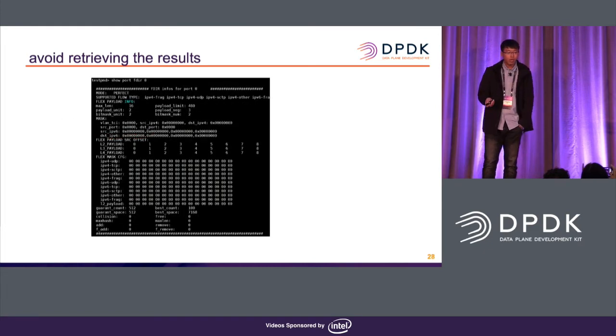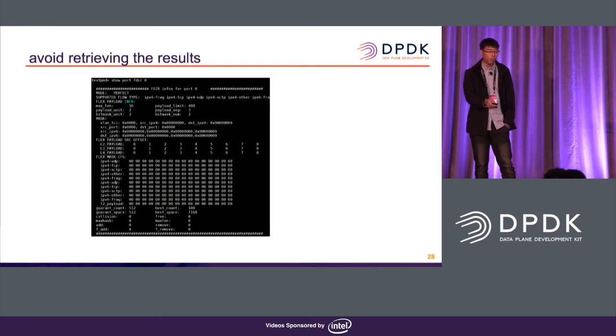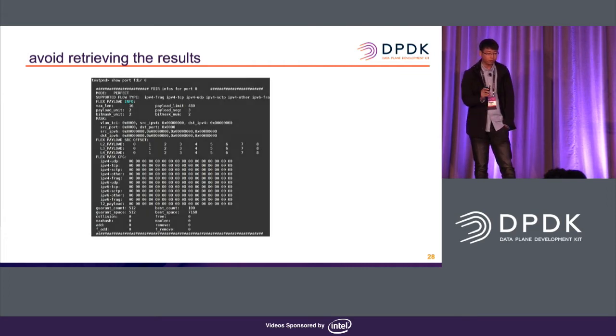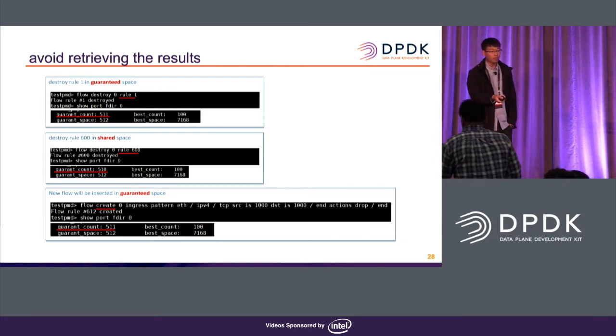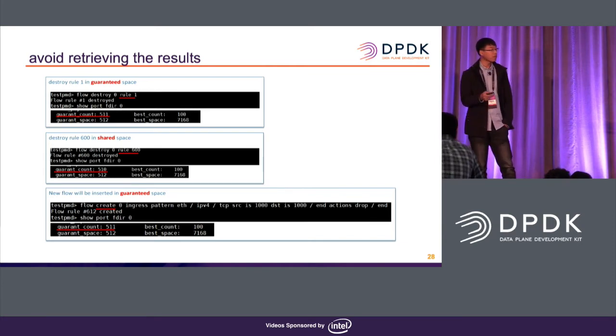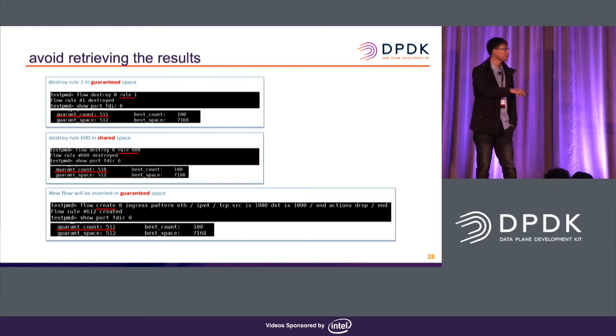Here are some snapshots to show you how it works. At first, we already have 512 guaranteed flows and 100 shared flows. And then I destroy flow 1, which should be in the guaranteed space. See, the guaranteed count decreases by 1. And then I destroy flow 600, which should be in the shared space. We can also see that the guaranteed count decreases by 1. This is because the budget is gained back to the guaranteed space.